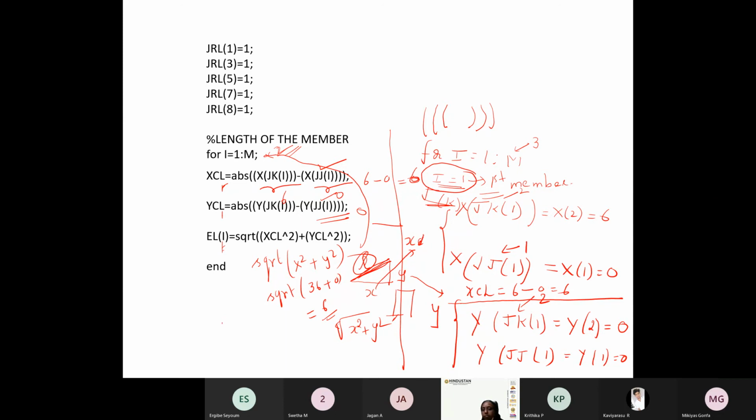So calculate for the second member and tell me. I is equal to 2, you put for the second member. First you copy down for the first member and then you do it for the second member.